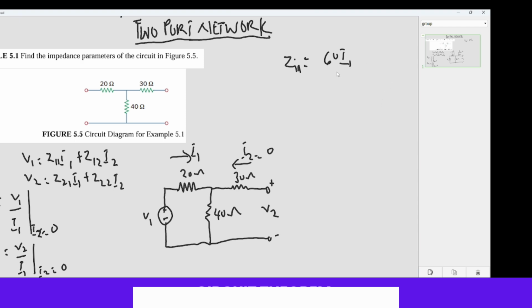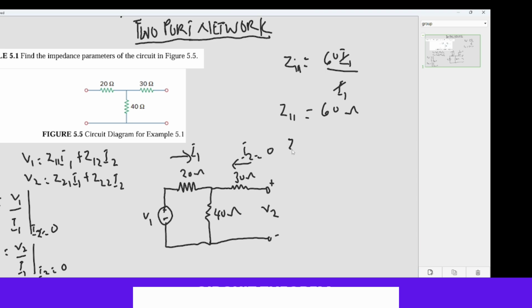60 I1 all over my I1, right? Because that's my formula here. So I1 cancels I1, and I get what? 60 ohms. Mind you, the impedance is in ohms. You get me?